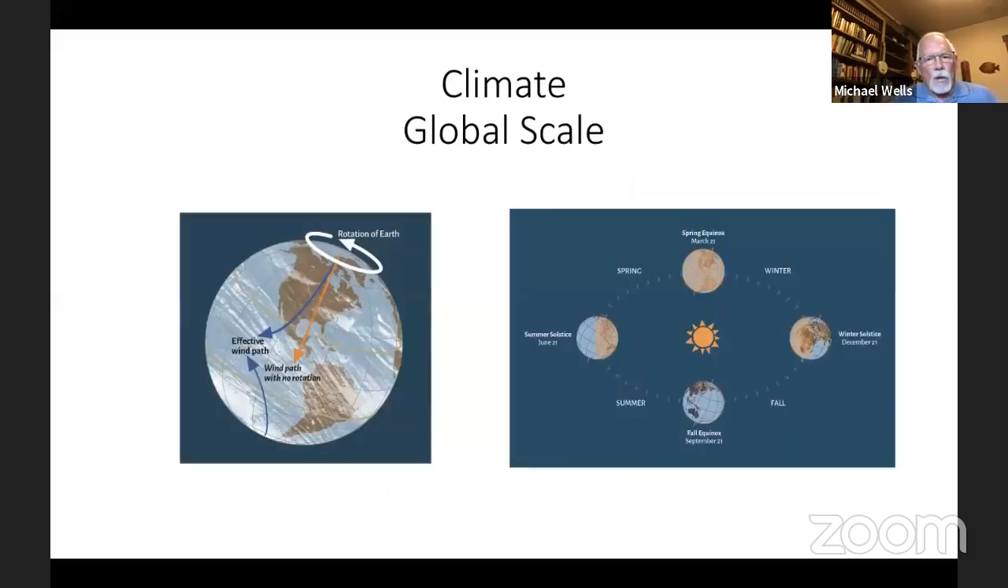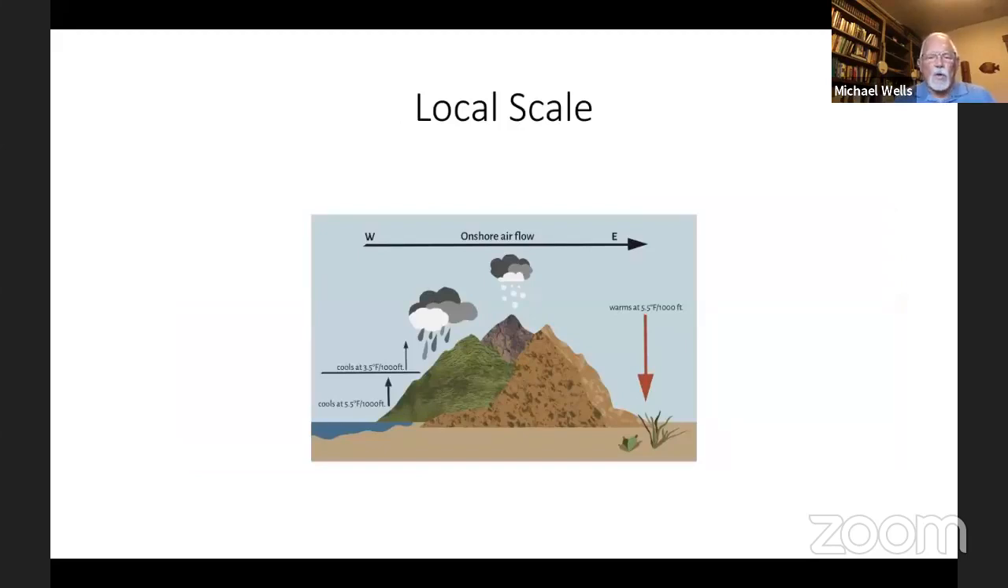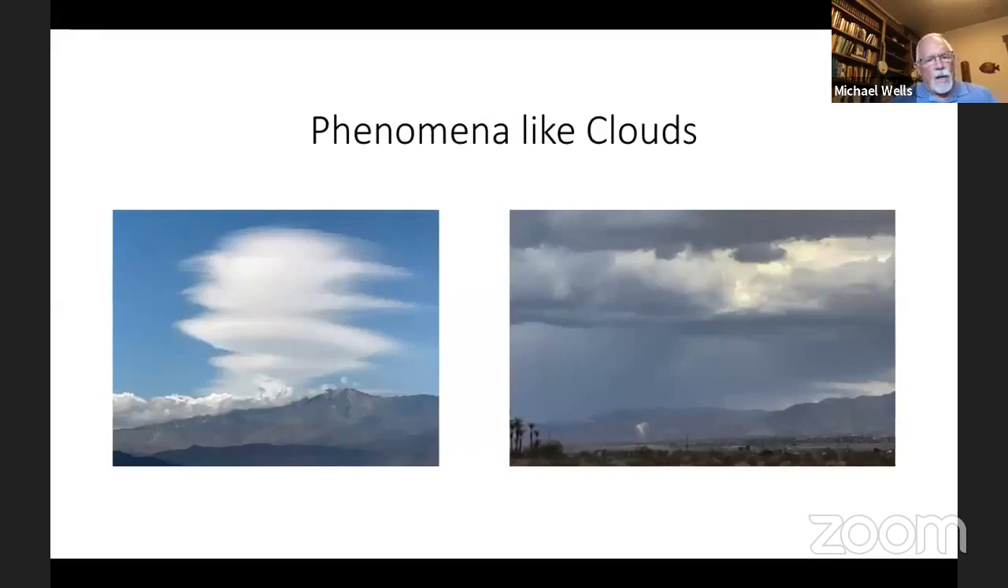And we talk about, first of all, climate on the global scale to understand why different areas are deserts. And then also on the local scale to look at phenomena like rain shadows that are directly contributing to Anza Borrego being a desert. And we also actually discuss clouds quite a bit.